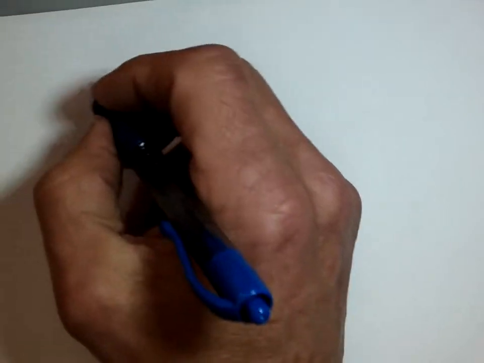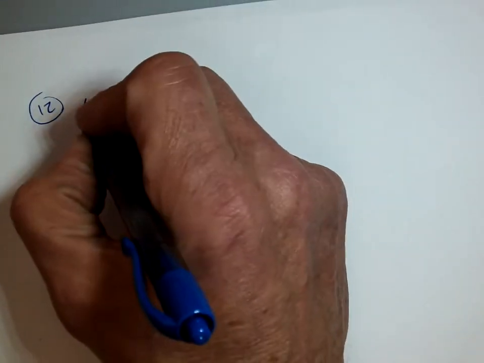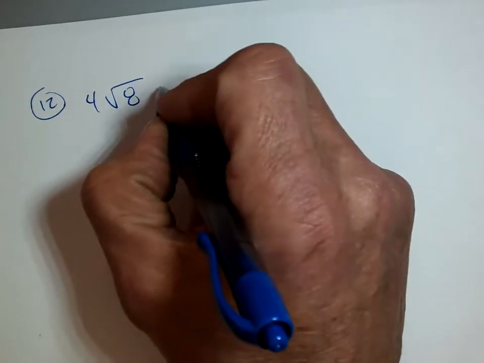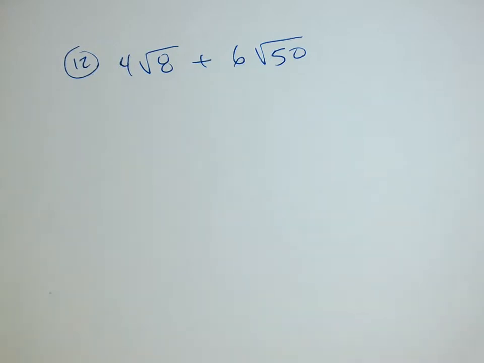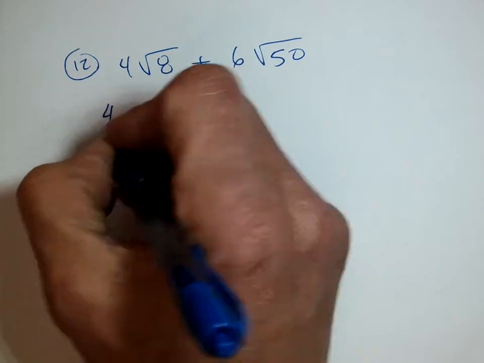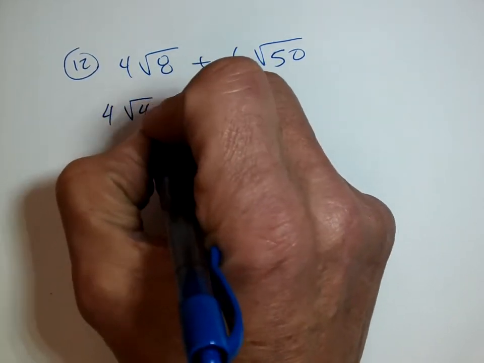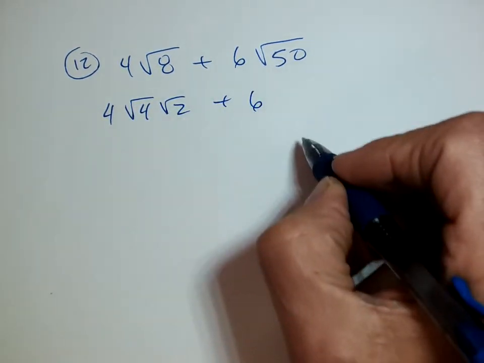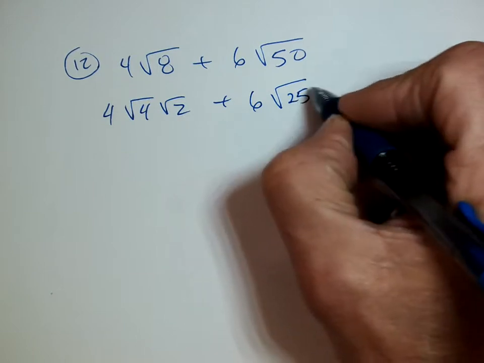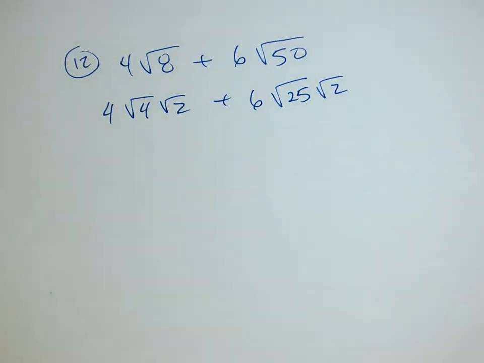All right, number 12. We're almost there. Here comes the easy one. We've got 4 square root of 8 plus 6 square root of 50. You cannot add them unless they're the same, so let's make them the same. Square root of 8 is the same thing as square root of 4 times square root of 2. 50 can be the square root of 25 times the square root of 2. So break them up into perfect squares.